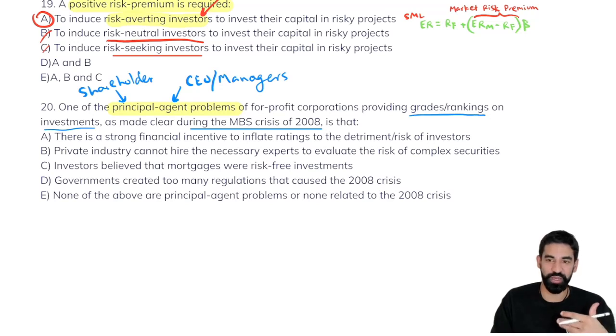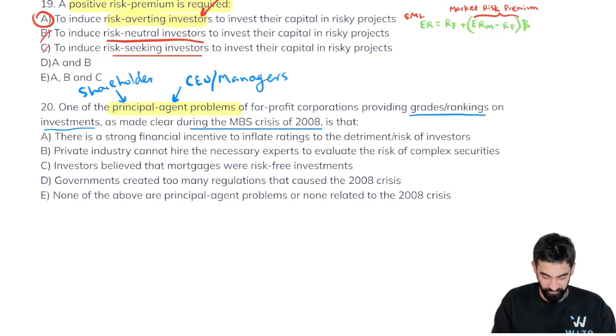So that's why principal agent problem is a bad thing, because you want the banks to have some skin in the game, something to lose. Otherwise, they're going to just give the loan to anybody. They're going to take on really risky projects and risky loans. So let's look through the options.